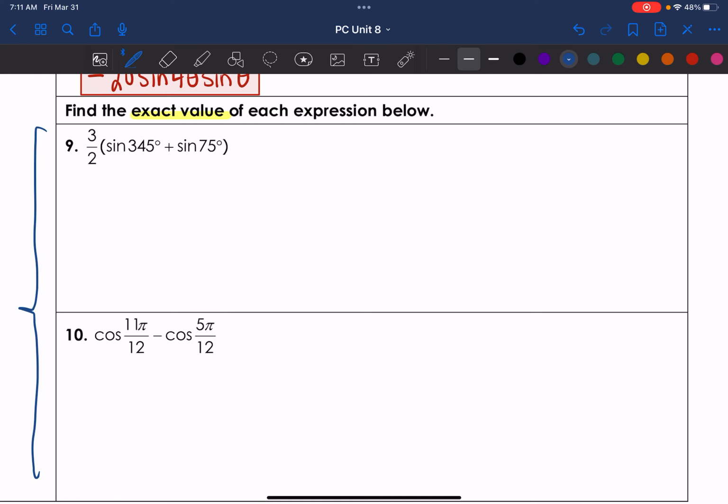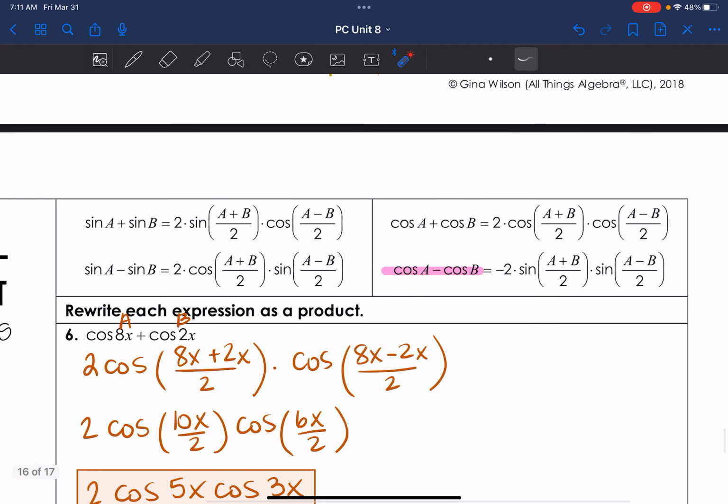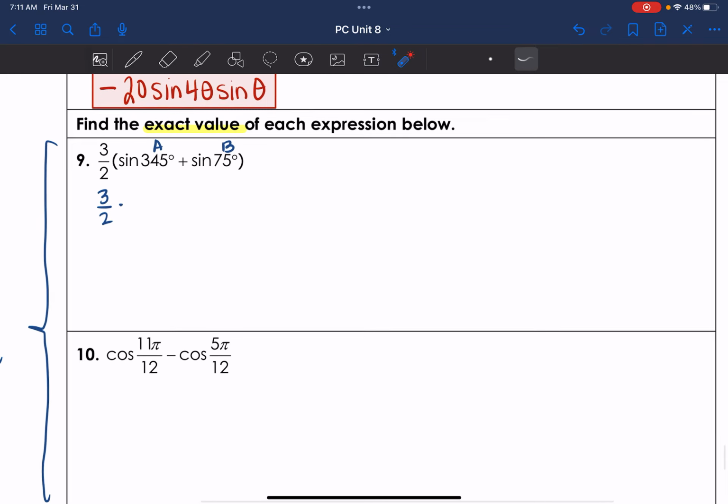Okay, so it says find the exact value. We have 3 over 2 times sine of 345 plus sine of 75. 345 would be our A value. 75 would be our B value. So I'm going to keep this 3 over 2. Times. But now let's actually look at the recipe for sine plus sine. I think it's the only one that we have not used yet. This one here. So it starts with a 2. And then it has sine of A plus B over 2. Okay, so we got to put a 2 there.